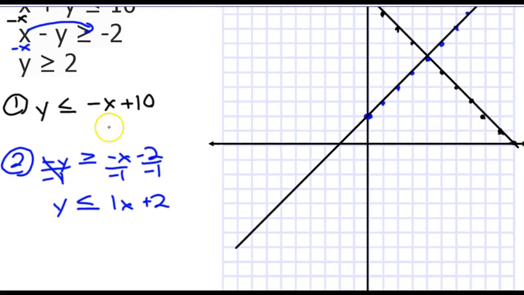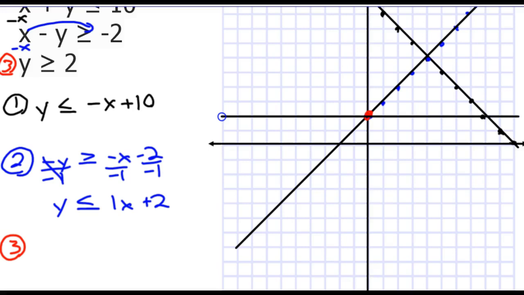And then our third inequality is just y is greater than 2. So we know that our y, or where we are going to begin, is 2. And we know that it's never going to cross the x-axis, so it's just a straight line through 2 on the y-axis, and it looks like that.